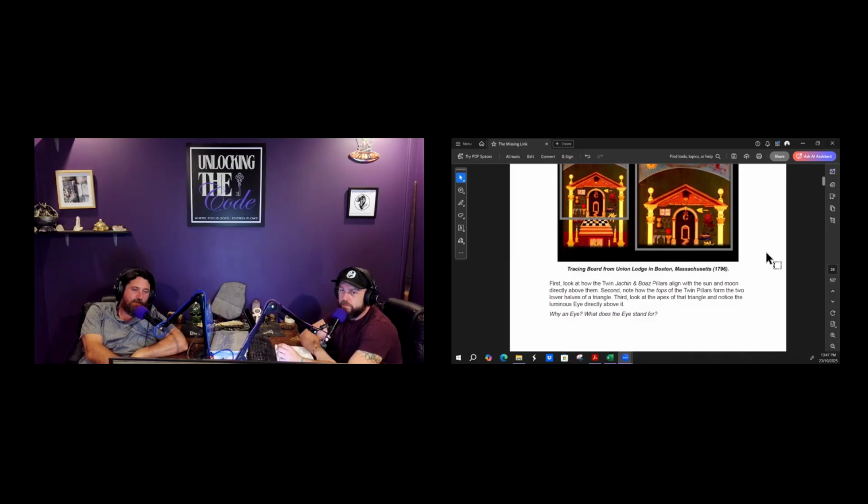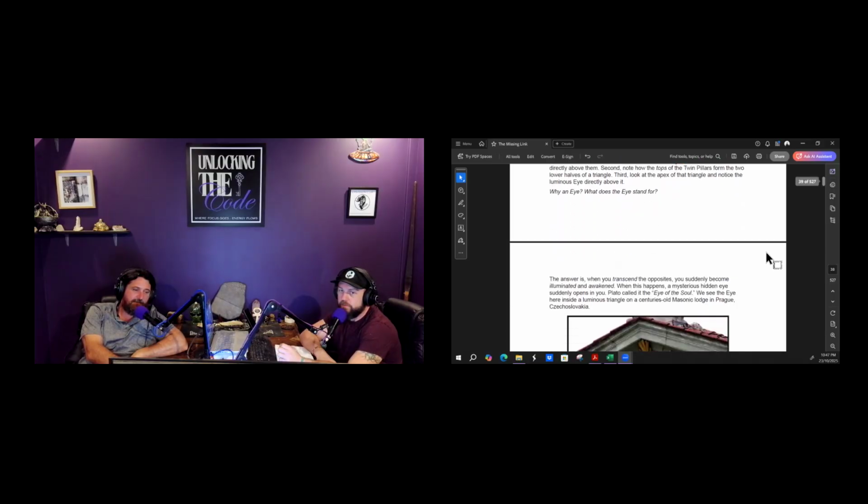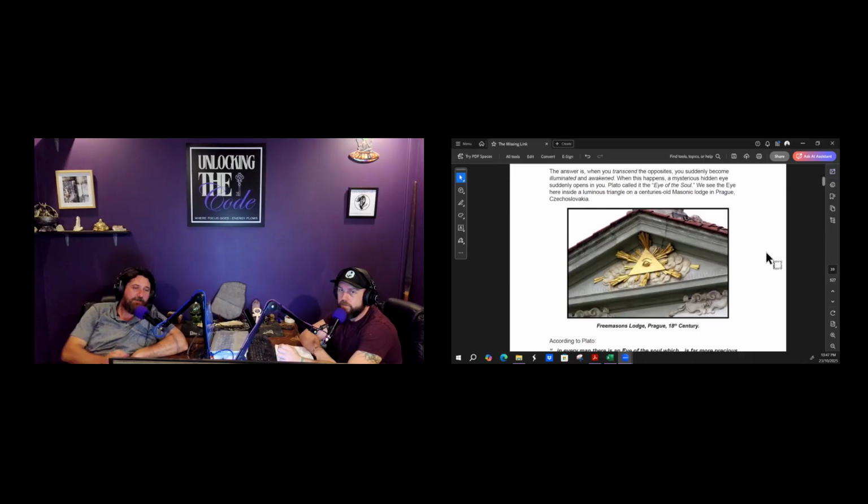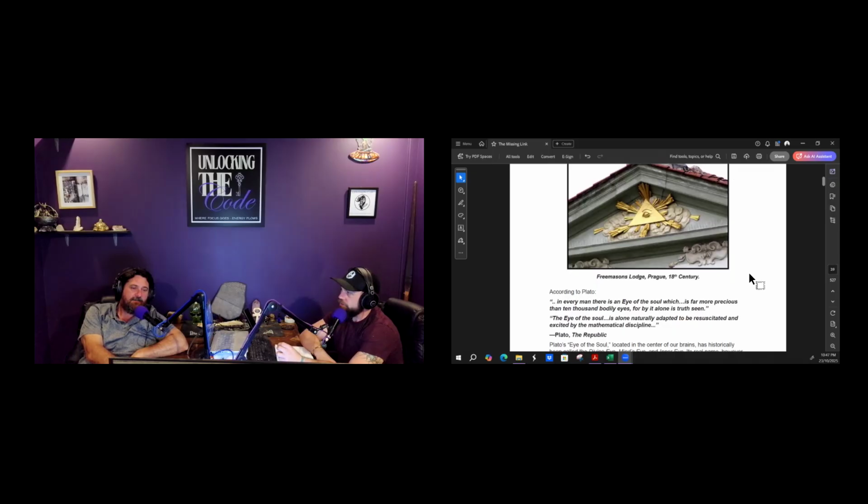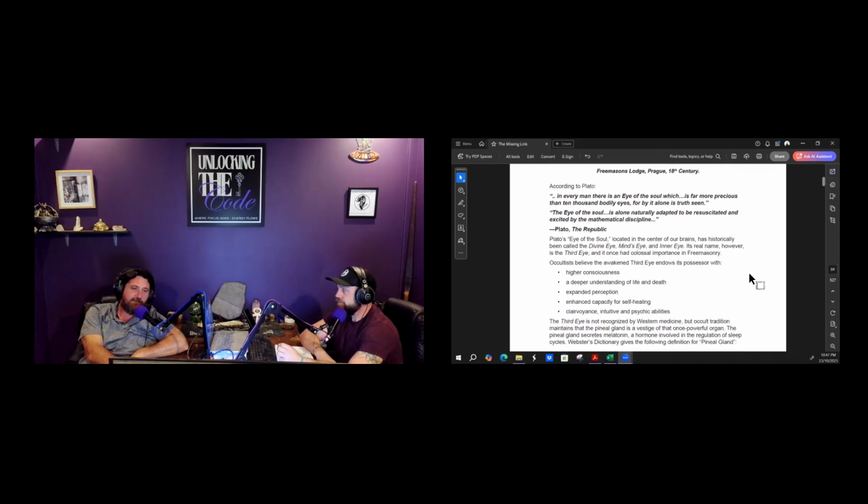Why an eye? What does the eye stand for? The answer is when you transcend the opposites, you suddenly become illuminated and awakened. When this happens, a mysterious hidden eye suddenly opens in you. Plato called it the eye of the soul. We see the eye here inside a luminous triangle on a centuries-old Masonic lodge in Prague, Czechoslovakia. Freemasons Lodge, Prague, 18th century. Or the Eye of Horus, the way it is often drawn.